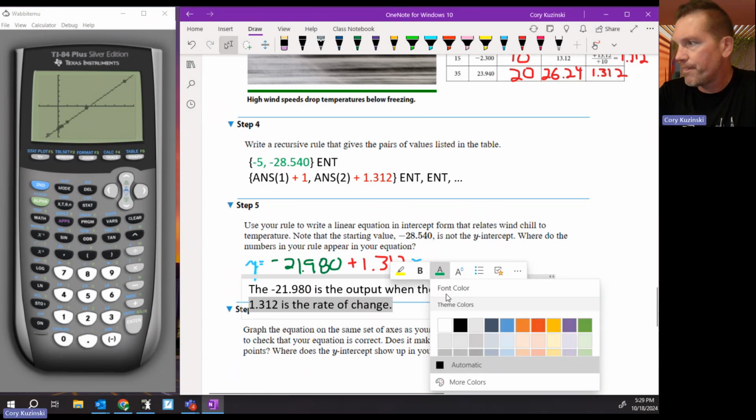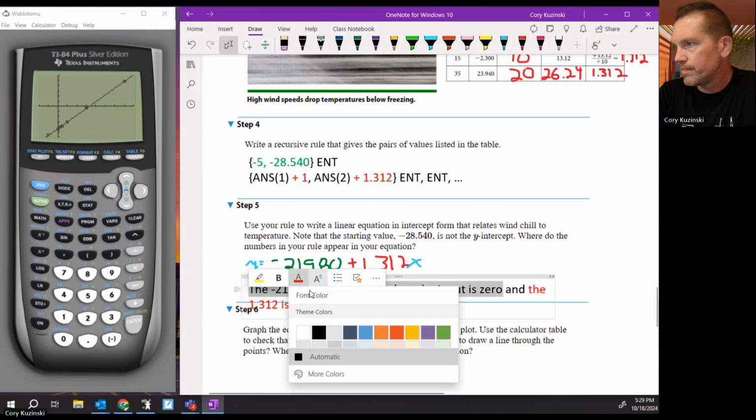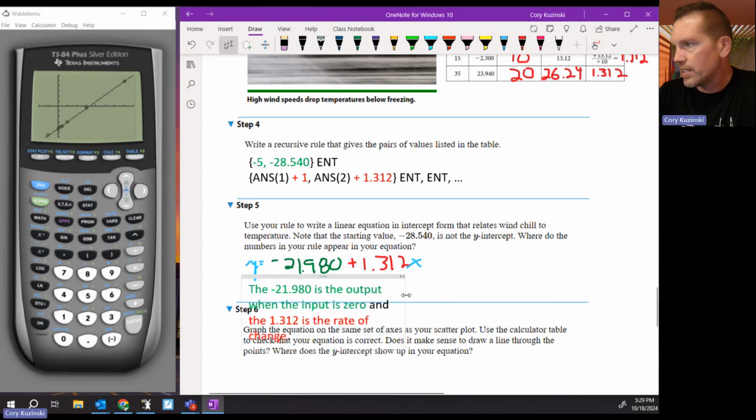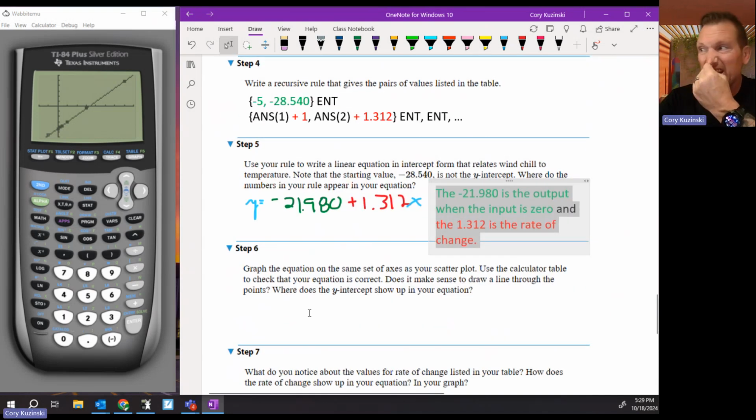That red. And I'll make this green. Squish it together. Put it over here. There we go. Graph the equation on the same set of axes as your scatter plot.